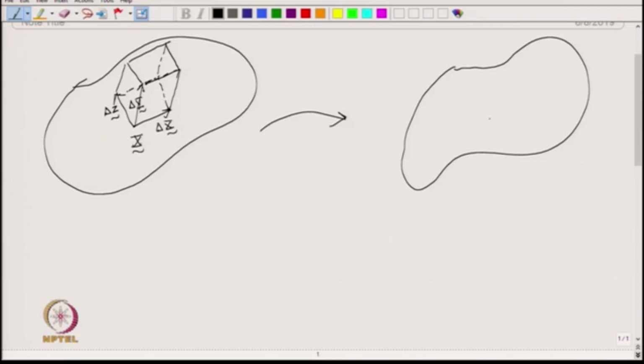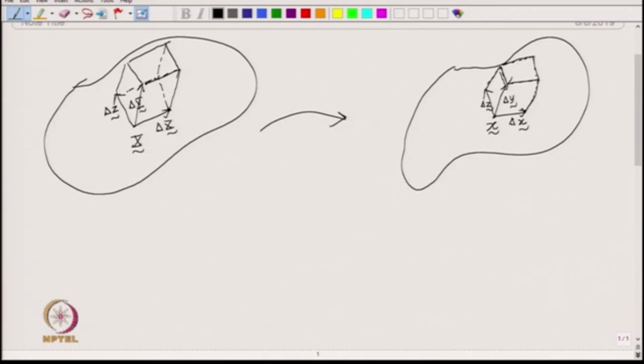So, in the deformed configuration we have the point little x, and then those three line elements become delta small x, delta small y and delta small z. Okay. And then you can form the parallelepiped. Here are the three sides, delta little x, delta little y and delta little z.